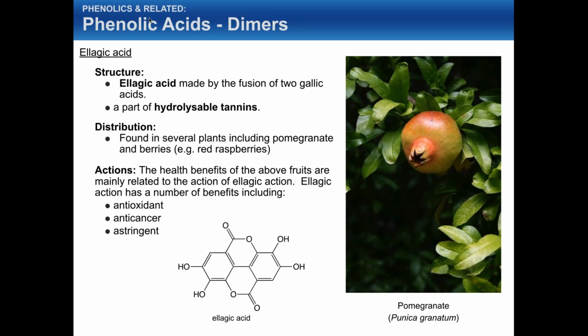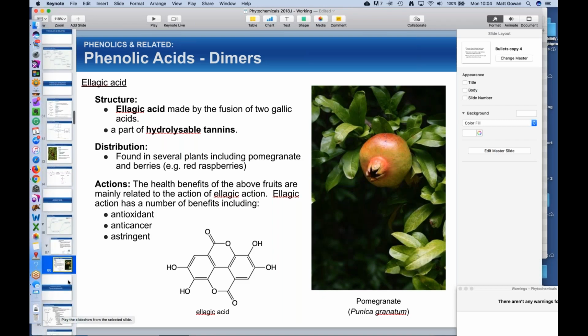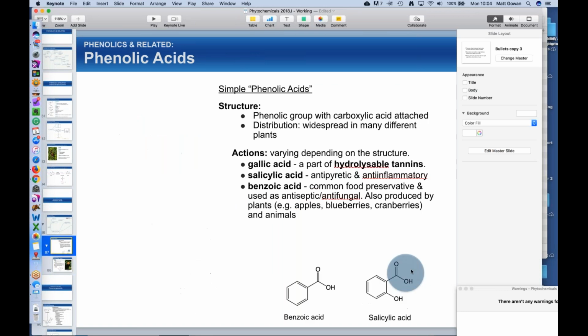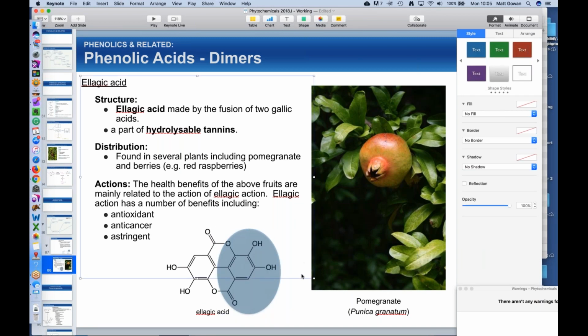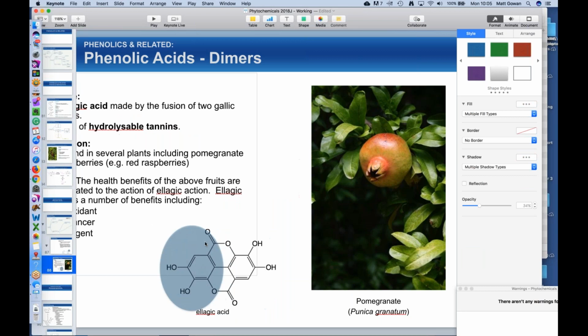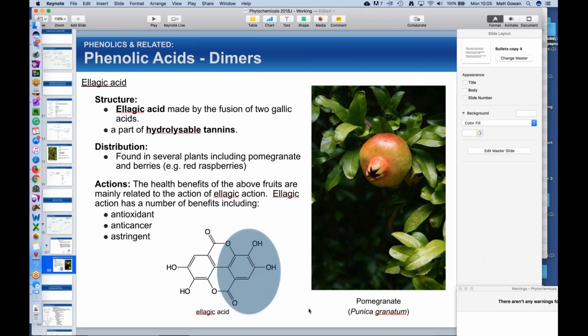Ellagic acid is made from the fusion of two gallic acids. Now, what gallic acid is, let me just show you. So if you look at this picture here, what I've highlighted there is a gallic acid molecule. You've got a phenolic compound, and the gallic acid has 3 OH groups on it, and then you have this carboxylic acid group. And this is what makes up a lot of the tannins in fruits and vegetables. Now, ellagic acid is very similar. It happens to be a dimer, like basically two of these gallic acid molecules stuck together.